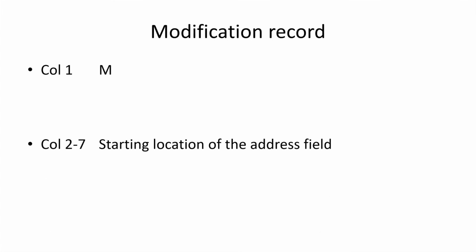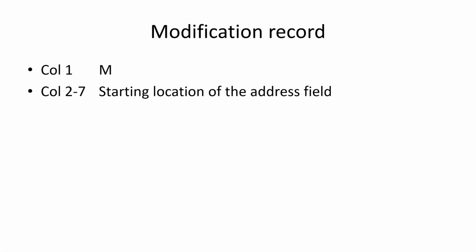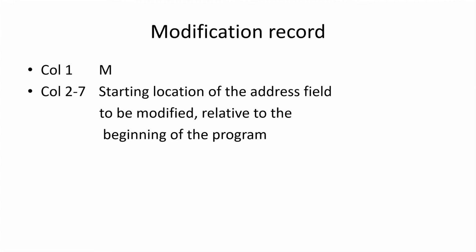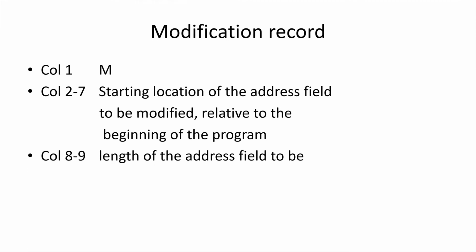The first letter will be M, and the second field will be columns 2 to 7, that is 2, 3, 4, 5, 6 and 7, so 6 fields: the starting location of the address field to be modified relative to the starting of the program. Then 8 to 9 is the length of the field to be modified in half bytes. We have to specify that in half bytes. We'll see what a modification record is and then we'll wind up the class. So first, what is a modification record? How are we going to write the modification record?